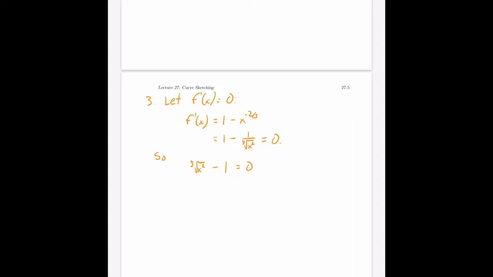And by the way, that's the same thing as saying that the cube root of x, quantity squared, minus 1 equals 0, which is equivalent to saying that the cube root of x plus 1 times the cube root of x minus 1 equals 0, which implies that the cube root of x equals -1 or 1, which implies that x equals -1 or 1.